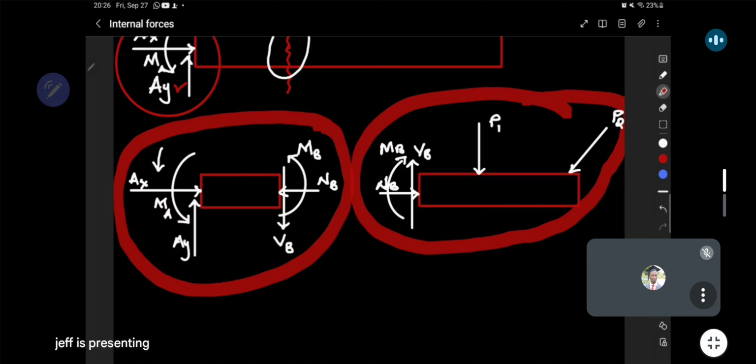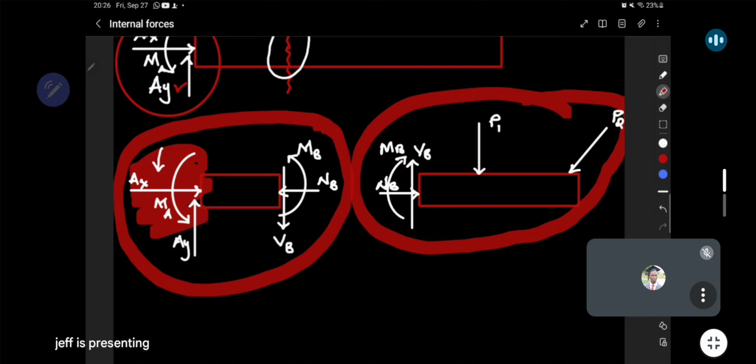But if you're going to use this part, which does not have those reactions, given that P1 and P2 are given, notice that you can already find the normal force at B, the shear force at B, and the moment at B, without even knowing what is happening at the support at A. So I just wanted to point that one out.